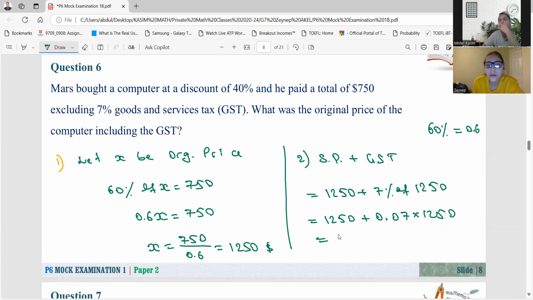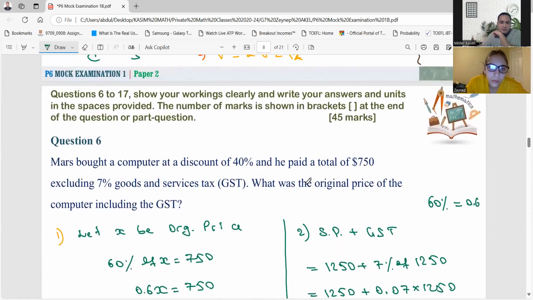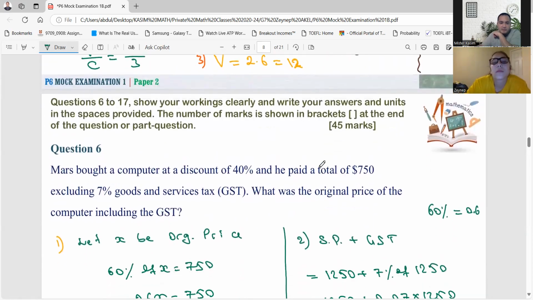Can I do it on paper? No, let's actually finish this, okay? If you have a calculator, just key in these numbers, 1,250 plus 0.07 times 1,250. You will get 1,337.50. Actually, for some questions you should use a calculator.